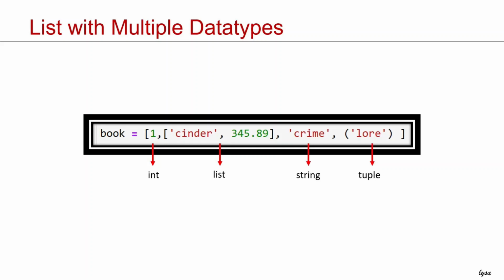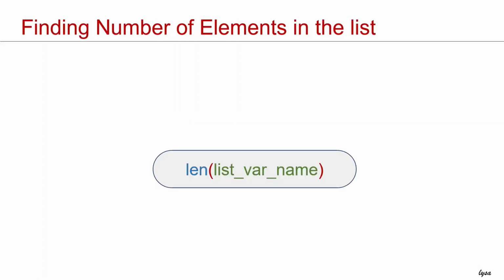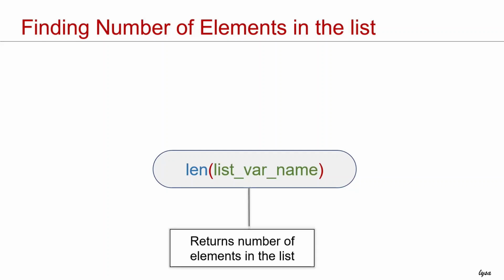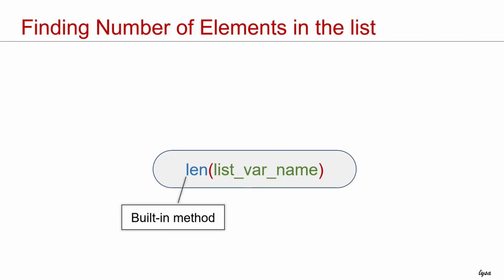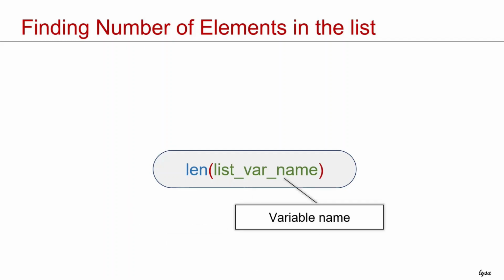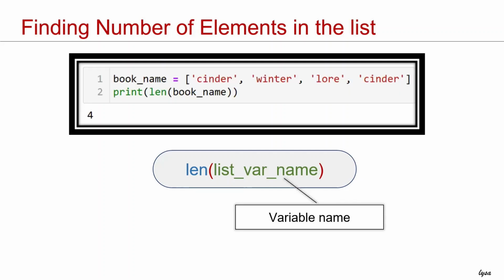So we have created a list with multiple data types. How do we find the number of elements in a list? We use a function called len. Len returns the number of elements in the list. It's a built-in method, and we need to pass the name of the list as the parameter.